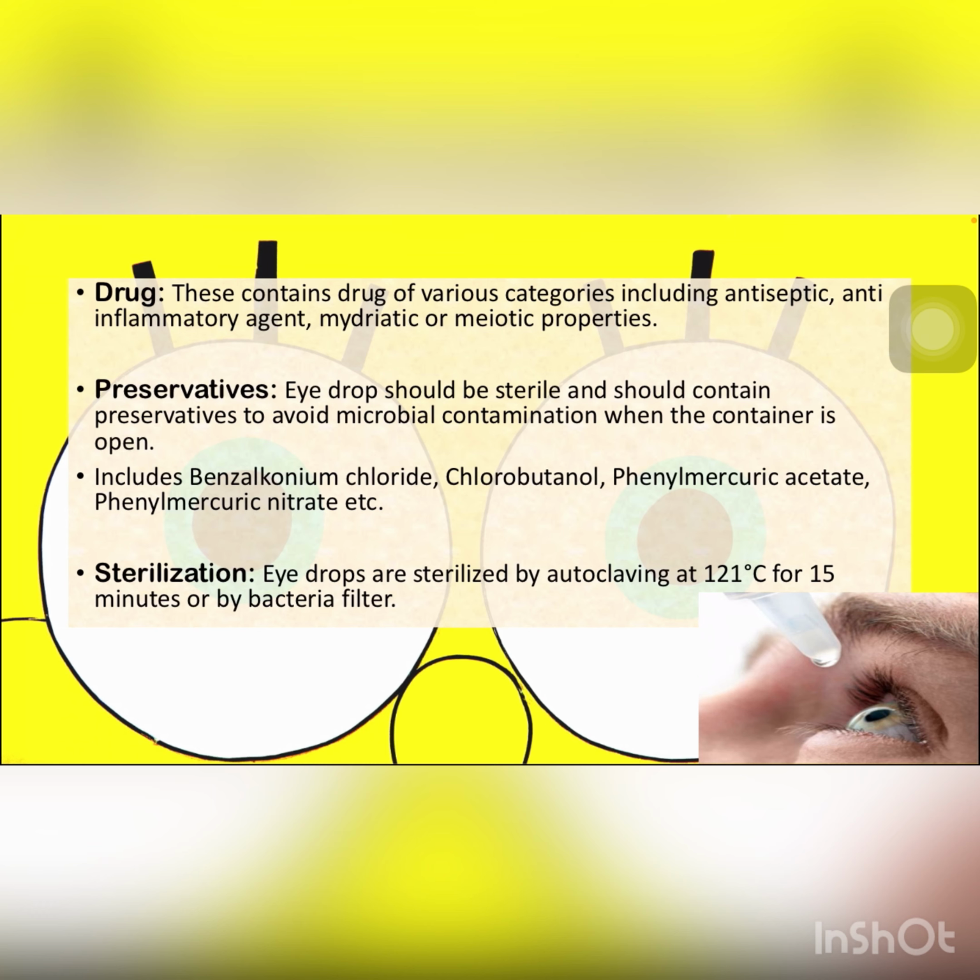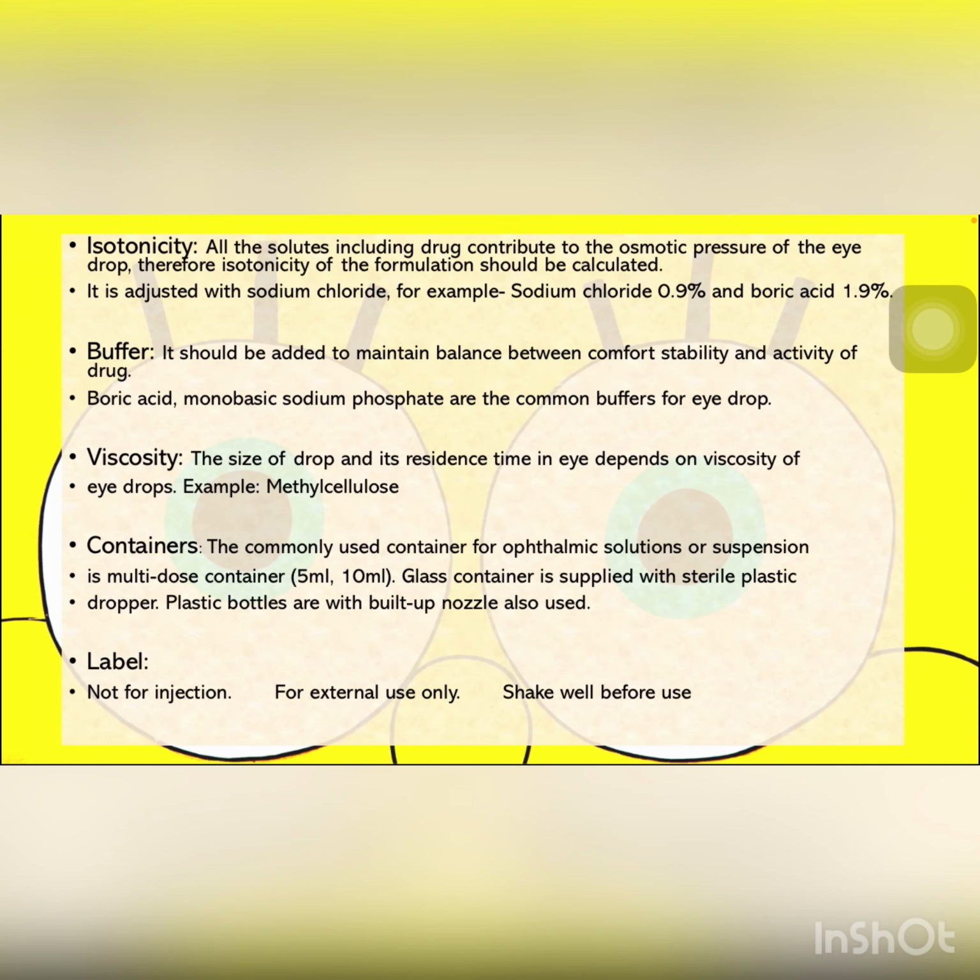It includes benzalkonium chloride, chlorobutanol, phenyl mercuric acetate, phenyl mercuric nitrate, etc. Sterilization. Eye drops are sterilized by autoclaving at 121 degrees Celsius for 15 minutes or by bacteria filter. Isotonicity. All the solutes including drug contribute to the osmotic pressure of the eye drop, therefore isotonicity of the formulation should be calculated. It is adjusted with sodium chloride, for example sodium chloride 0.9% and boric acid 1.9%.